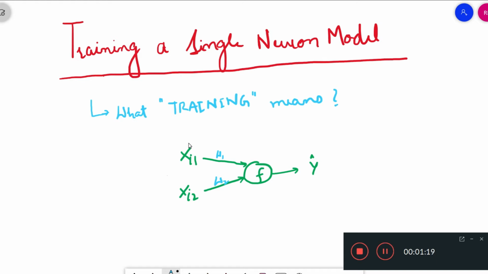So what training exactly means is to find the optimal values of w1 and w2 that will minimize the loss that is happening because of applying the activation function f. Now what is loss? How is loss defined? Whatever output we obtain from a model, y cap, and whatever is the exact value y, the difference between these two values is called the loss.